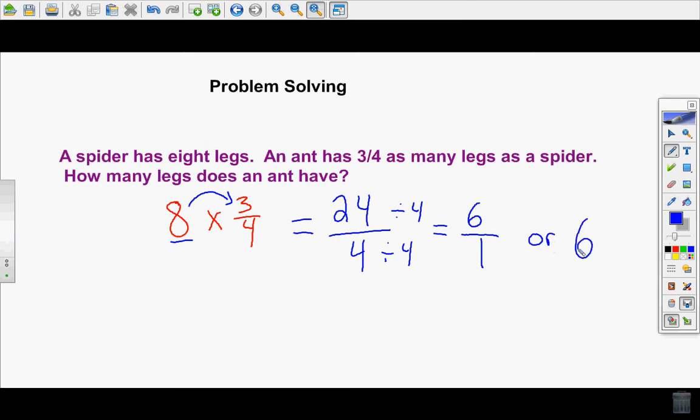So this has been our lesson looking at how to multiply a whole number and a fraction together.